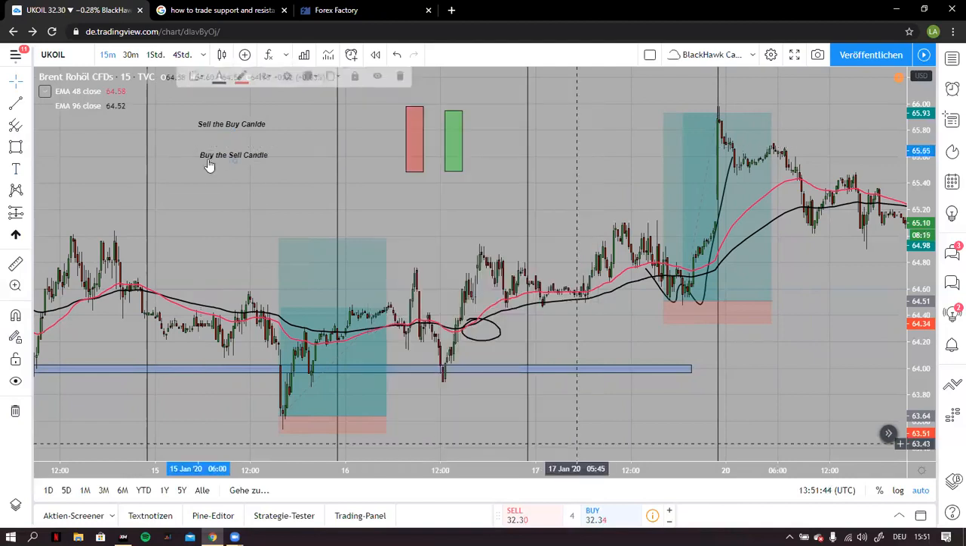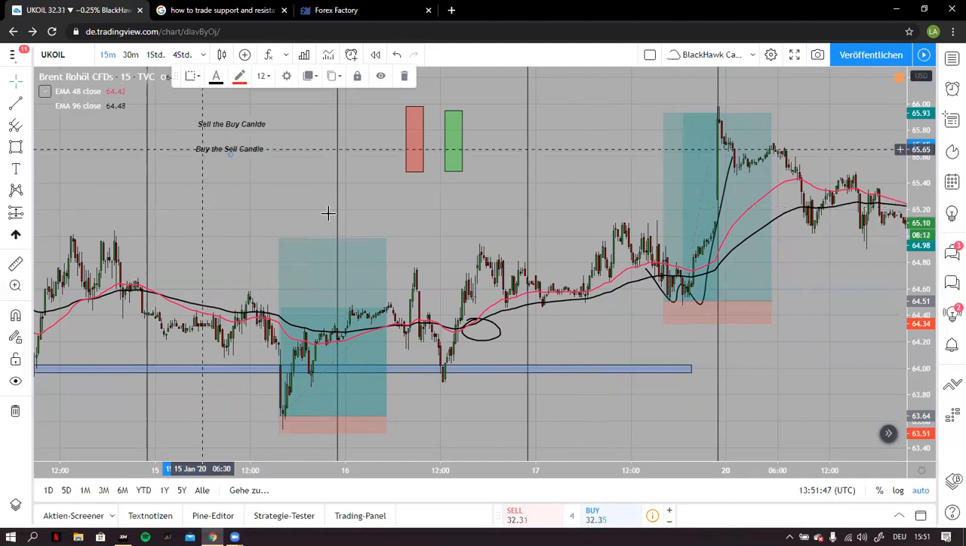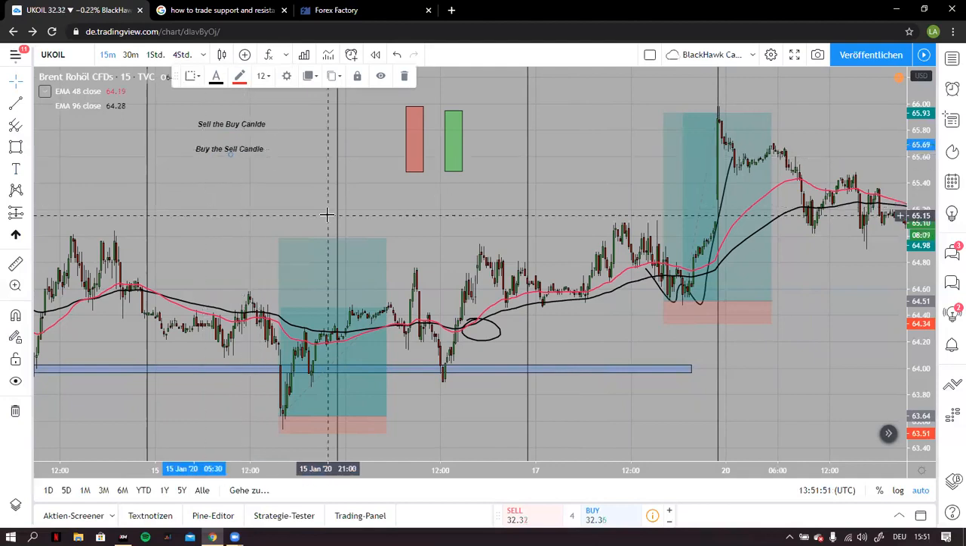So what would we do here? Would we sell the buy candle or would we buy the sell candle in this case? I think we'd sell the buy candle.